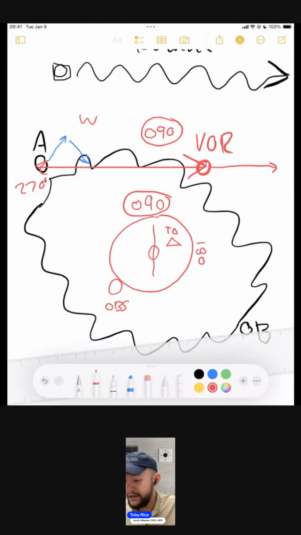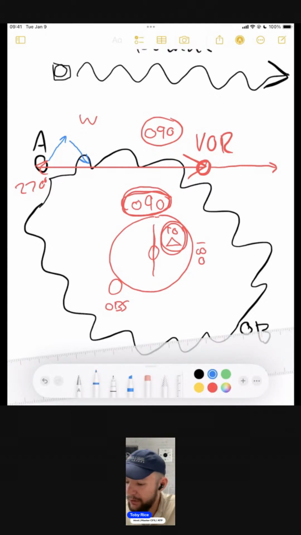If you plug in 090 at the top of your CDI, and then you center the needle, and the indication says 2, that means you must fly a course of 090 to get to the VOR. That's it. More explanations for that, drop them in the comments on the podcast, and we will review them later. In the meantime, we navigate to this radial and we fly.